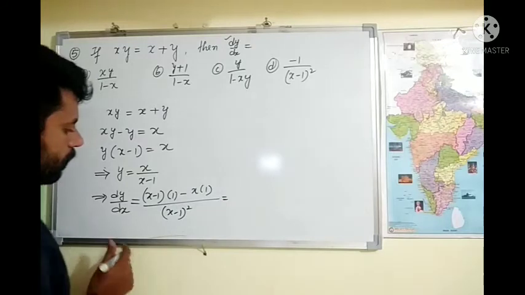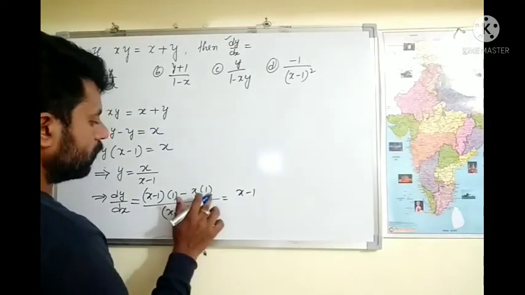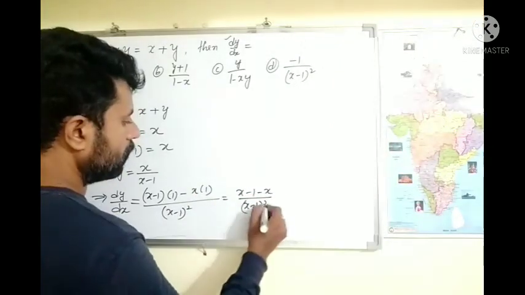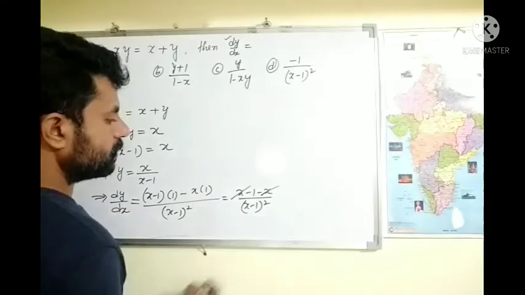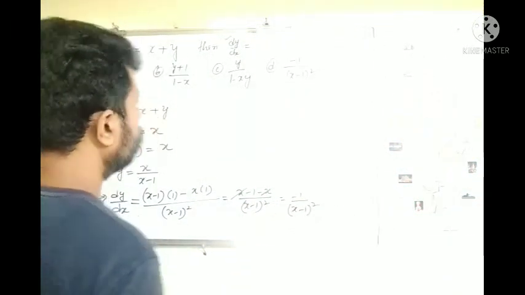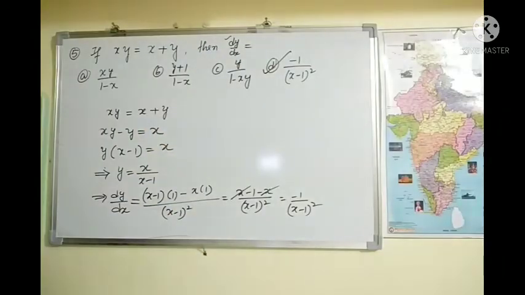Now simplify the result. x minus 1 into 1 is x minus 1, x into 1 is x, minus x, divided by x minus 1 whole square. See here, plus x minus x gets cancelled, leaving minus 1 divided by x minus 1 whole square. See, option D is correct.